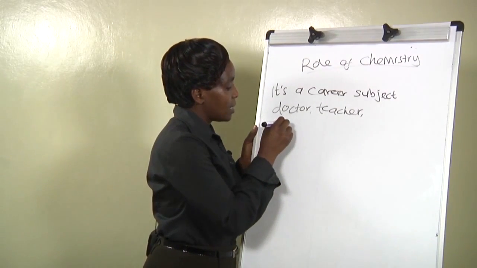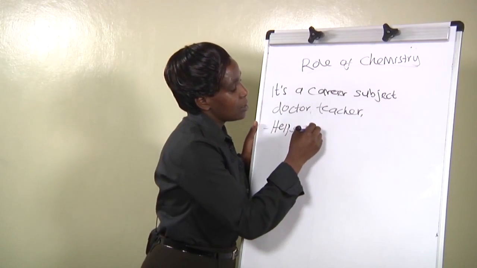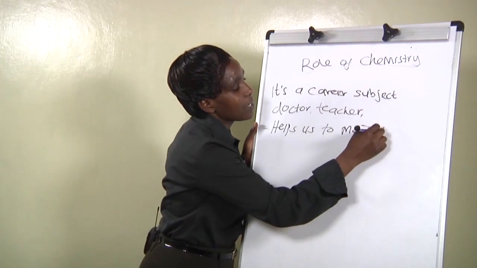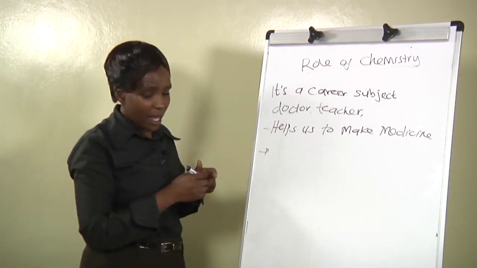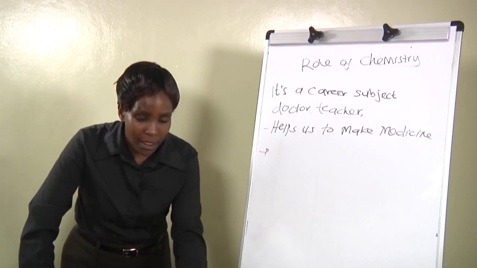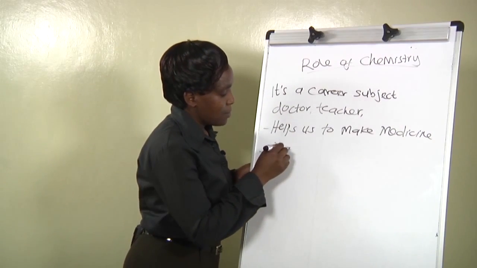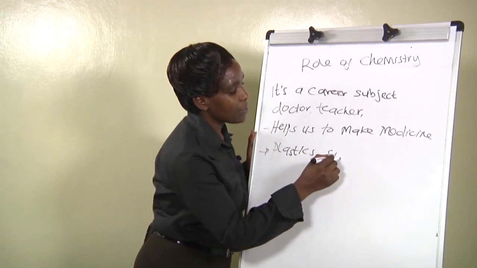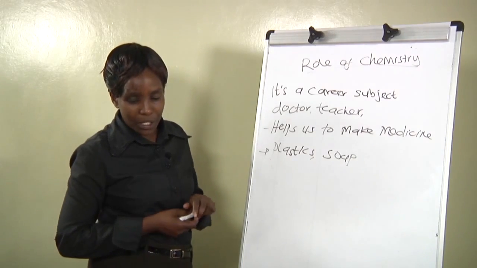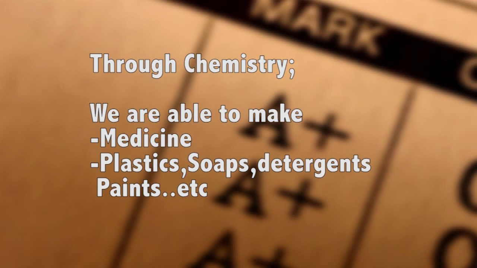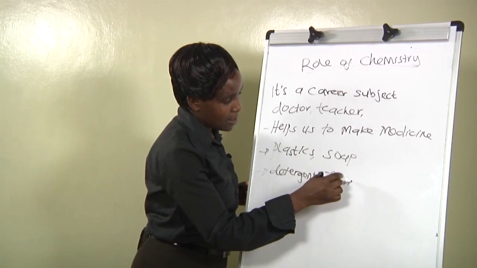This helps us to have the knowledge to make medicine, and we know that medicine is very crucial because it normally improves our lives. Then the other one is that it is through chemistry that we are able to make things like plastics. We are also able to make things like soap through learning chemistry. And also it is through chemistry's knowledge that we are able to make detergents and things like paints.